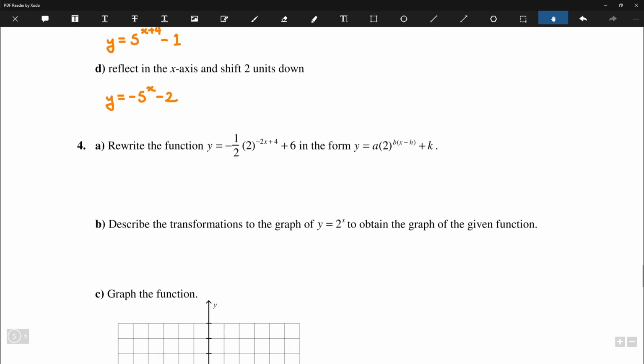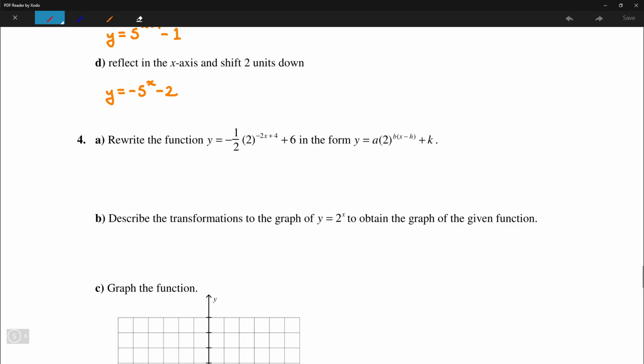Number 4. Okay, so we're going to rewrite the function given here in a different form, not necessarily the form that's given here, but a more useful form for graphing. So here we're going to factor out the -2 from the exponent part. So we have -2 and then in parentheses x minus 2 and a plus 6 after that.